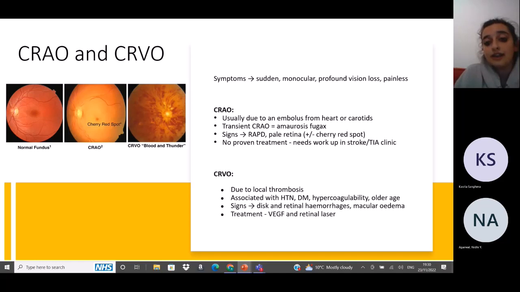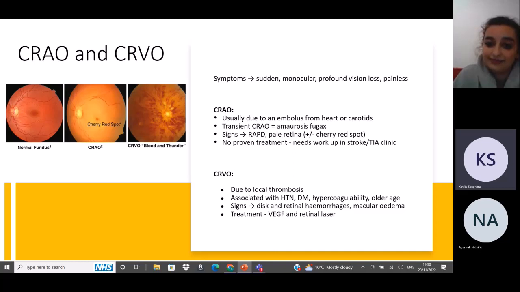So signs, you're going to have an RAPD and you're going to have this pale retina, and this sign in the question is called a cherry red spot, and it's one of those characteristic things for arterial occlusion. There's no proven treatment for an arterial occlusion, but it needs workup in stroke and TIA clinic. And in terms of the vein occlusions, that's usually more due to, yeah.